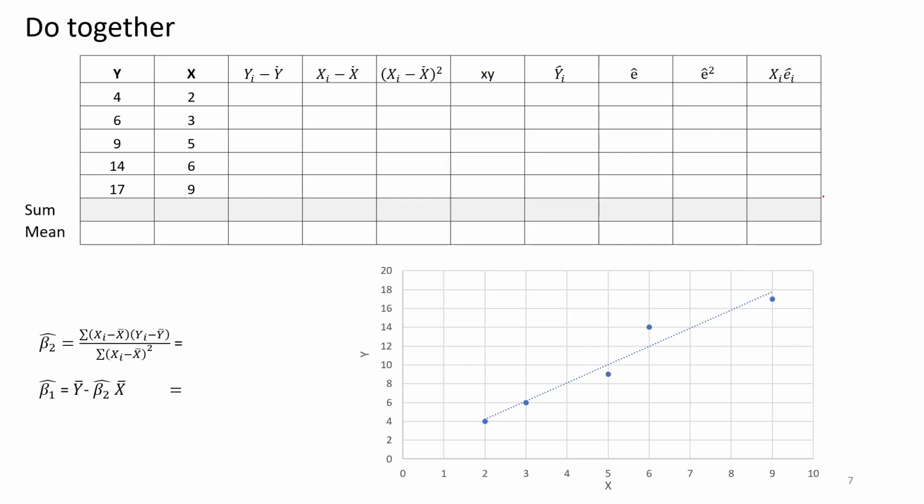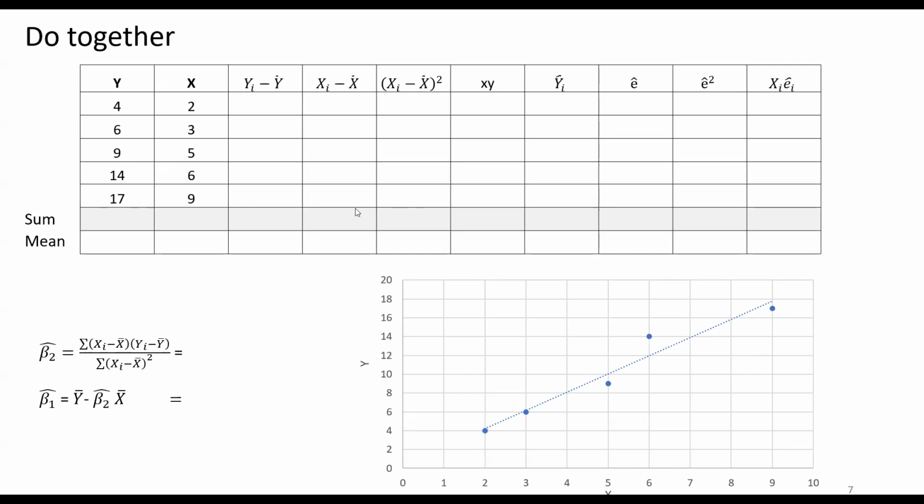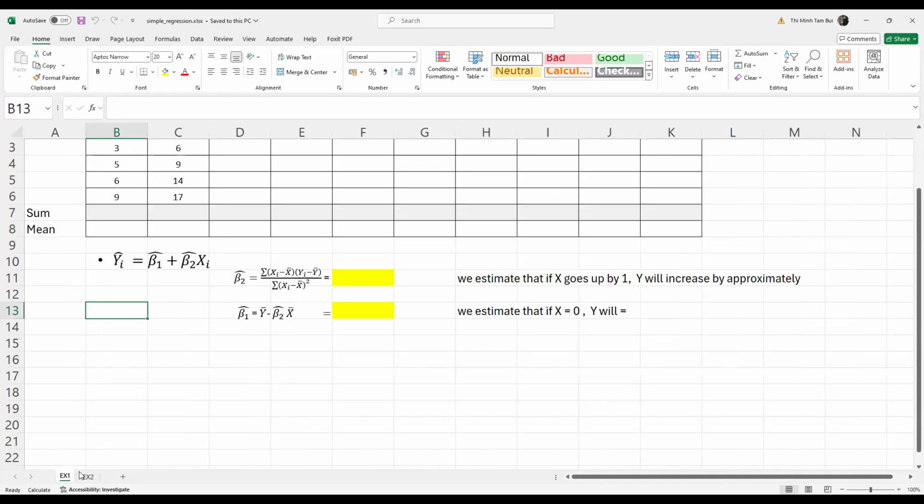But since we are in the computer room now, I will allow you to use Excel. In the Google Classroom, I already attached the Excel file. So please open the Excel file of this data, simple regression Excel. Go to example one.